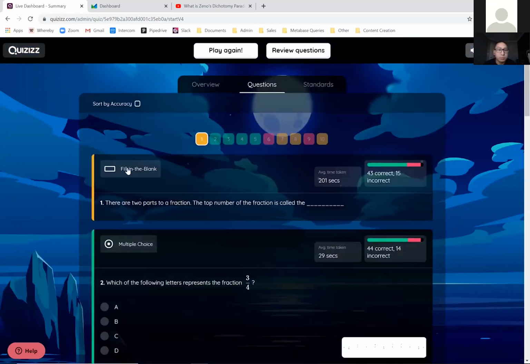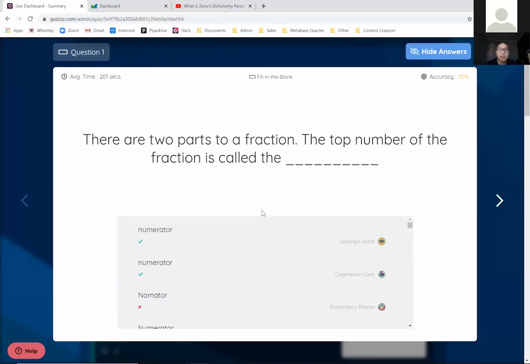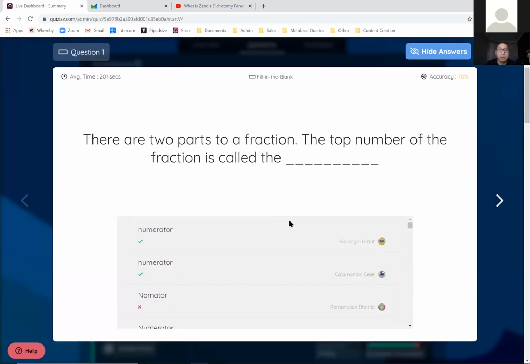All right. So, first question. There are 2 parts to a fraction. The number in the top part of the fraction is called the numerator. I think spelling didn't make a difference here. So unfortunately, if you knew the right word but couldn't spell it, sorry. But yeah, the top one's called the numerator. Anyone know what the bottom one's called? What's the bottom number in a fraction called? Type it in the chat. Denominator. Excellent.